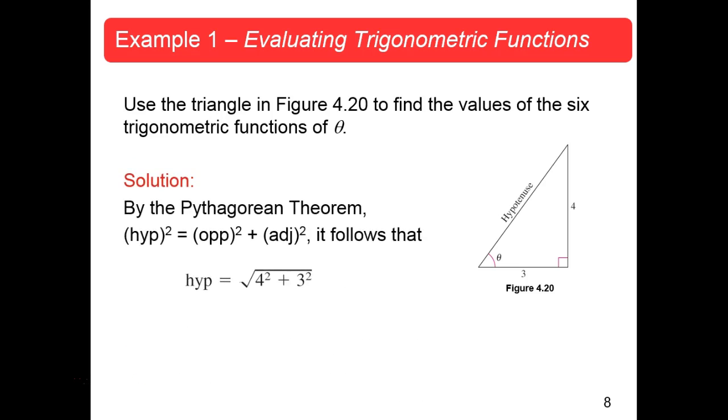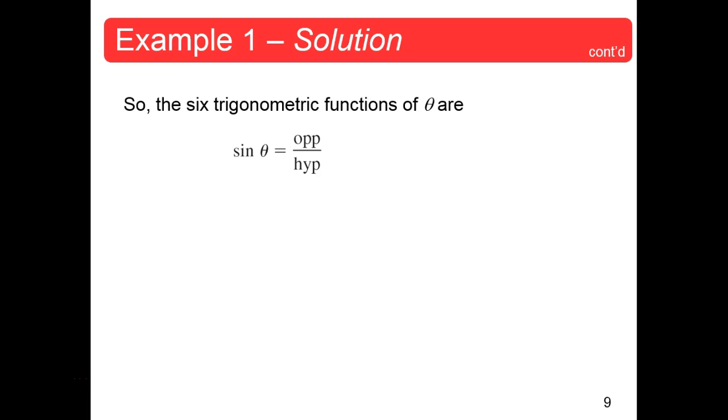Okay. By the Pythagorean theorem, start off with that. The hypotenuse is the square root of the sum of the two squares. That will be the square root of 25, which is 5. Fill that in, and the rest of it's a piece of cake. The sine is opposite over hypotenuse, which is 4 over 5. Cosine is adjacent over hypotenuse, which is 3 over 5. The tangent is opposite over adjacent, TOA, which is 4 over 3.